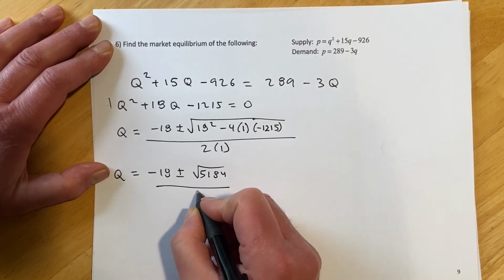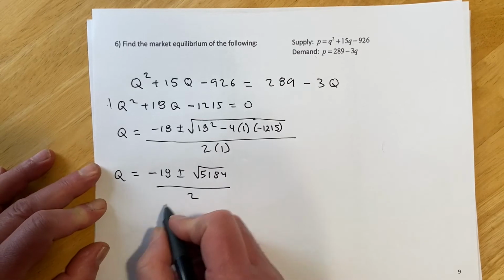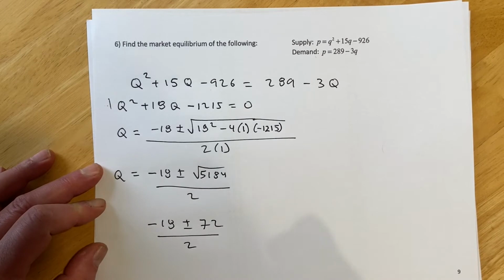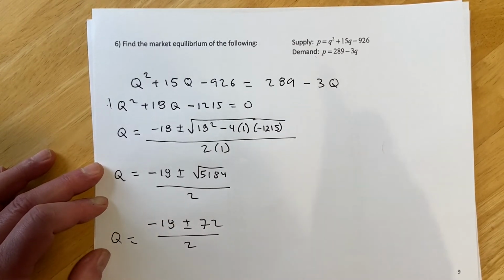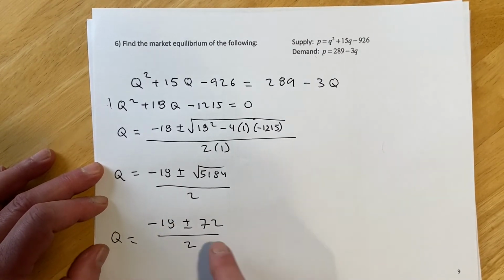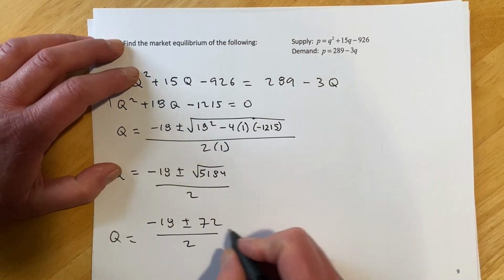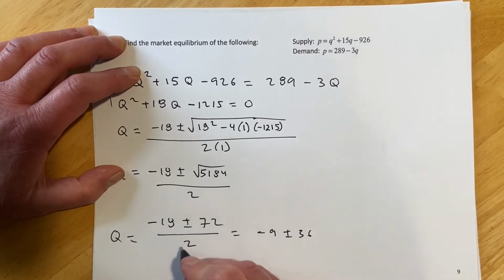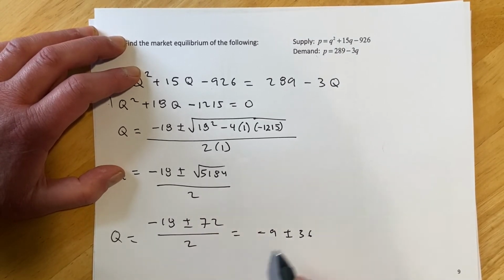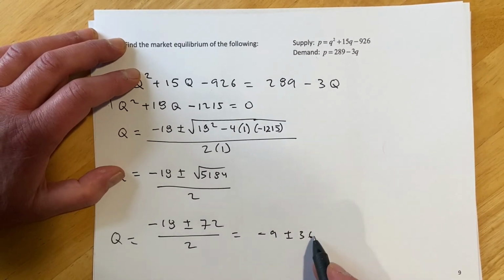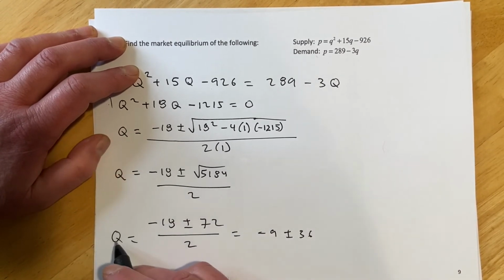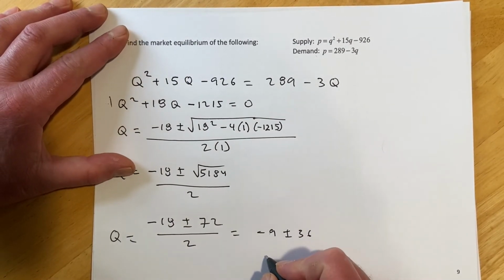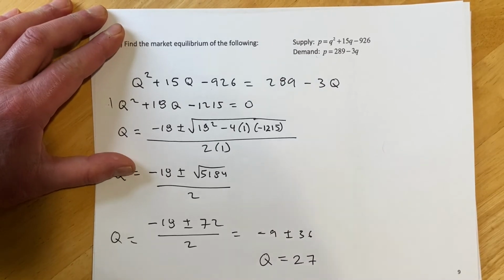I chunked all that into a calculator, and I got negative 18 plus or minus the square root of 5184 over 2. And then cleaning that up, we get negative 18 plus or minus 72 over 2. So this is a quantity, and actually I simplified a little bit first in my notes. I went to negative 9 plus or minus 36 just to make it a little bit easier to see the math. So you see I just divided both. So negative 9 minus 36 is a negative number, and we can't have a negative quantity. That doesn't make sense. So it's got to be the negative 9 plus 36. So that's going to make Q 27.